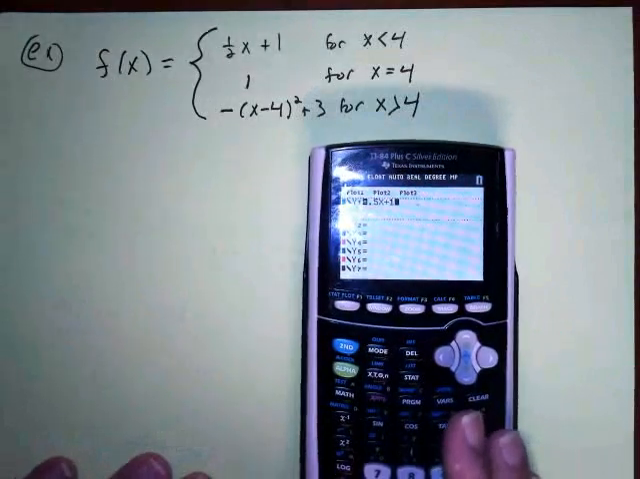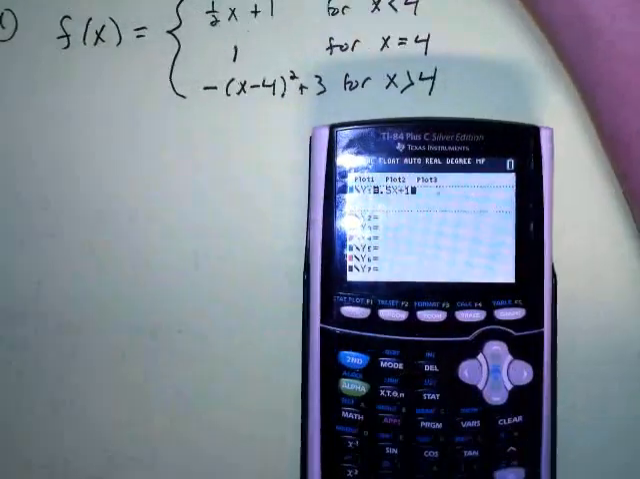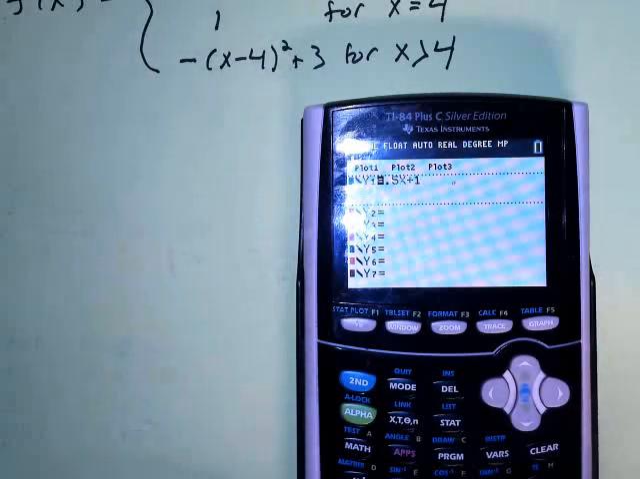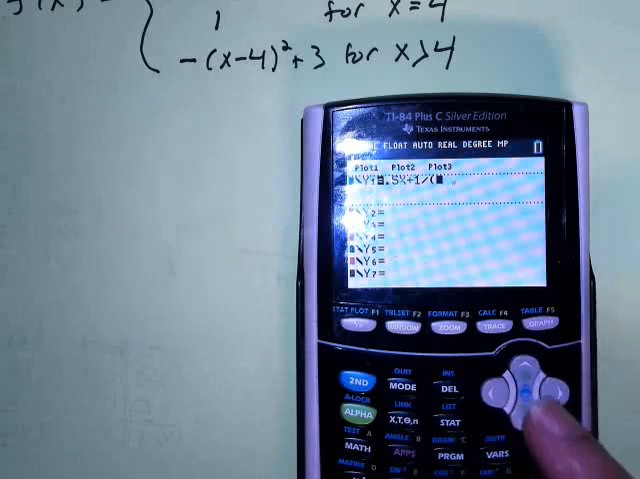So that's the 1/2 x plus 1. And then I think what you do here is you actually put a division sign. It's weird, but then after this you're going to put an interval, so I'm going to put parentheses.